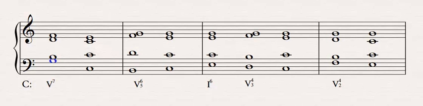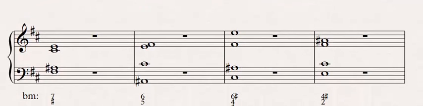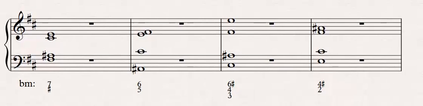So easy enough, right? The 3rd of the chord goes up, the 7th of the chord comes down. So let's go back to our B minor example. So spend a little bit of time with this, see exactly how each chord is going to resolve, and then we'll look at the answers together.